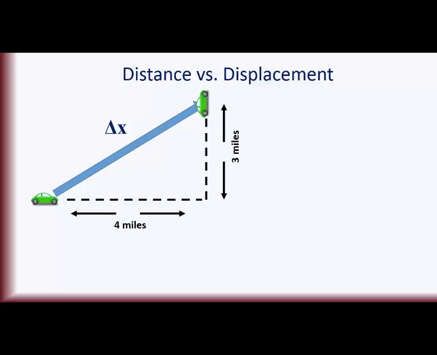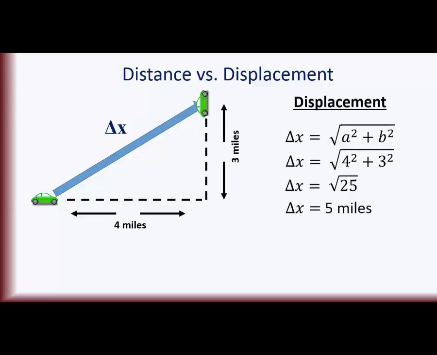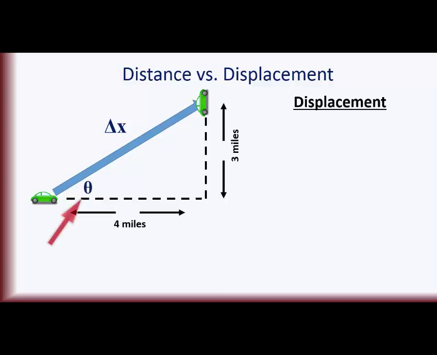Hopefully, you recognize that we have drawn a right triangle, and we can use the Pythagorean theorem to find the displacement, which is the hypotenuse of this triangle. Using the Pythagorean theorem, we get a magnitude of displacement of 5 miles. Remember though, displacement is a vector, and it needs a direction. To find the direction of this displacement vector, we need to find this angle. That symbol is the Greek letter theta, and is used to indicate angles.